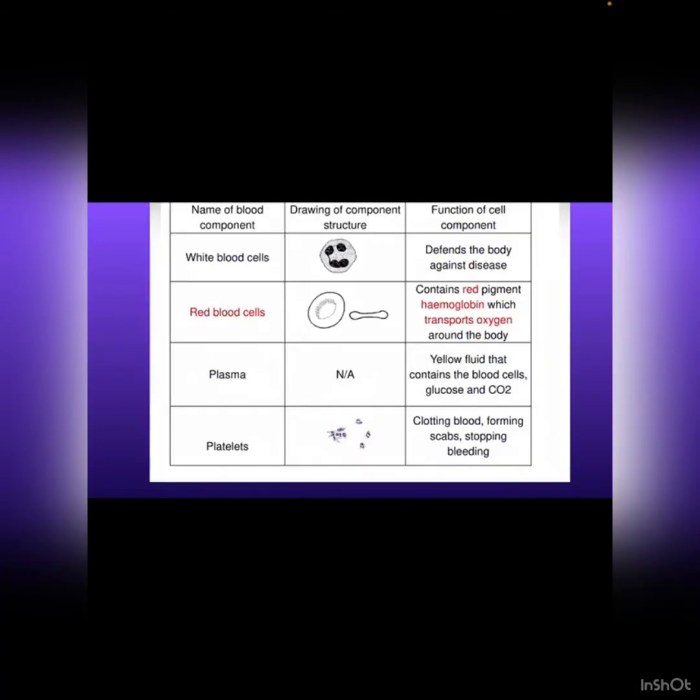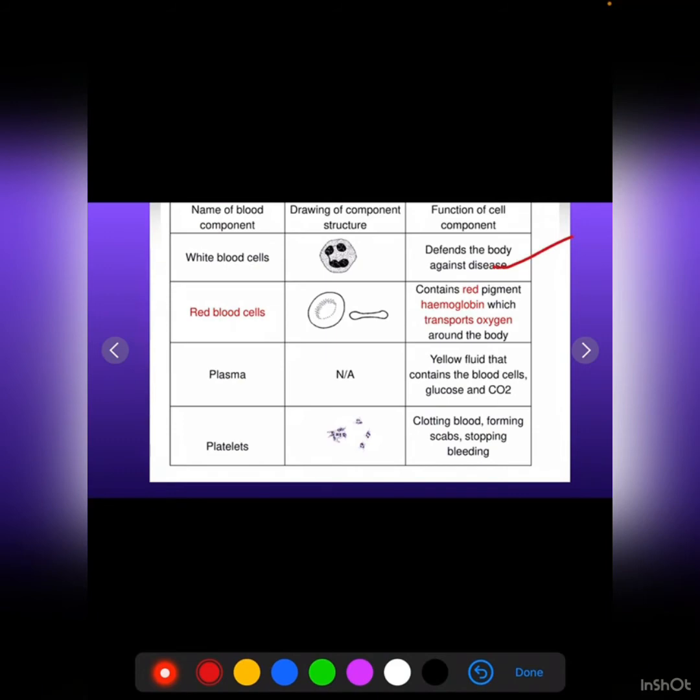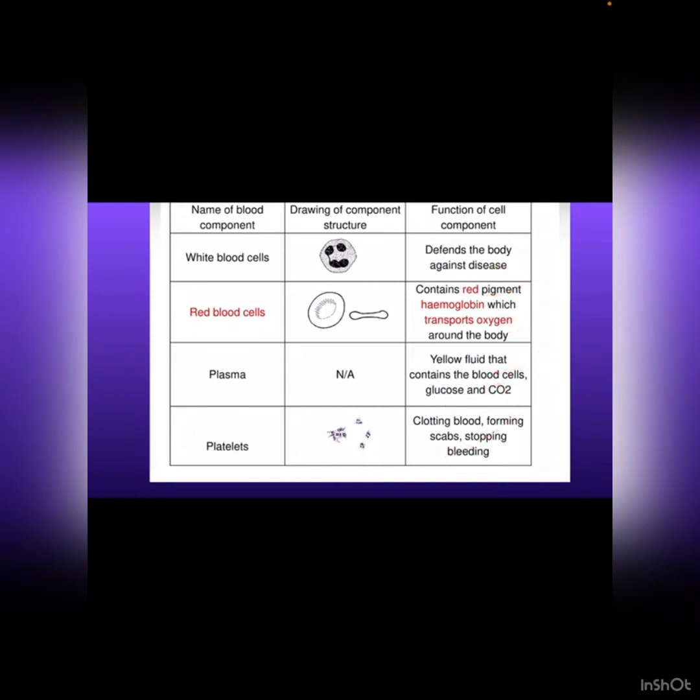And white blood cells protect the body against diseases, and red blood cells contain a red pigment, hemoglobin, which transports the oxygen all around the body. And plasma is a yellow colored fluid that contains blood cells, glucose and carbon dioxide. Platelets help in blood clotting in case of cut or injury.